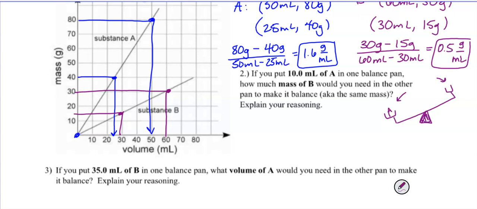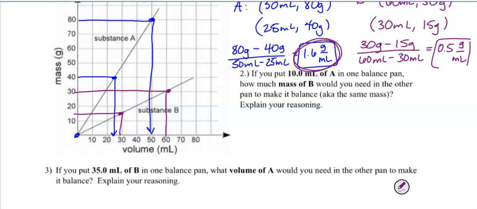So balanced pans, they are getting lopsided because one side is heavier than the other. The milliliters doesn't tell me how heavy A is. I need to figure out how heavy A is in order to figure out how much of B I need to add to the other side. So how am I going to figure out how heavy A is? Well, remember, slope is a ratio.